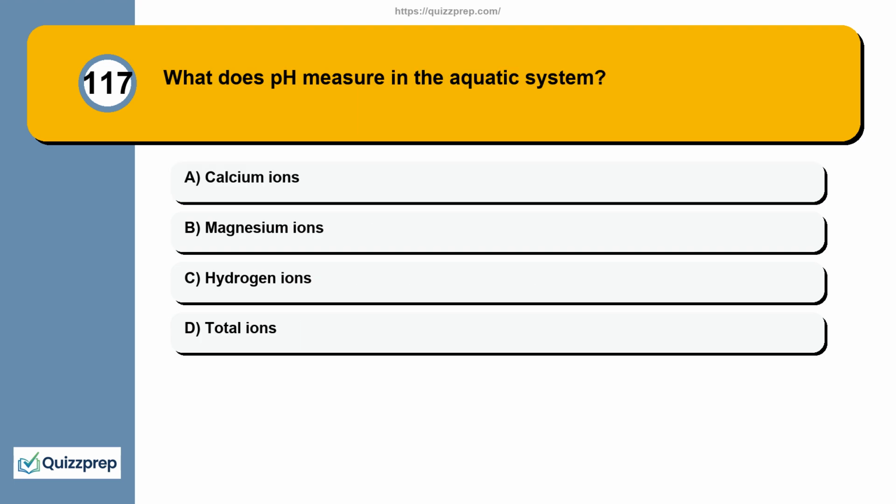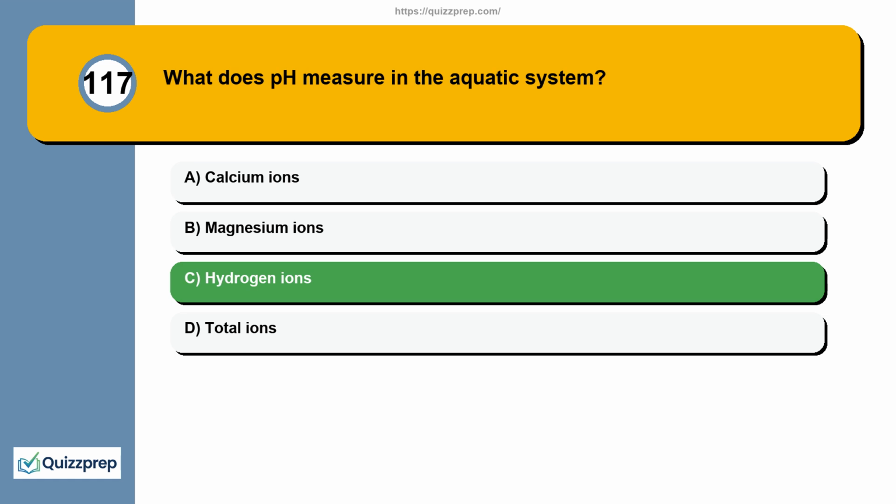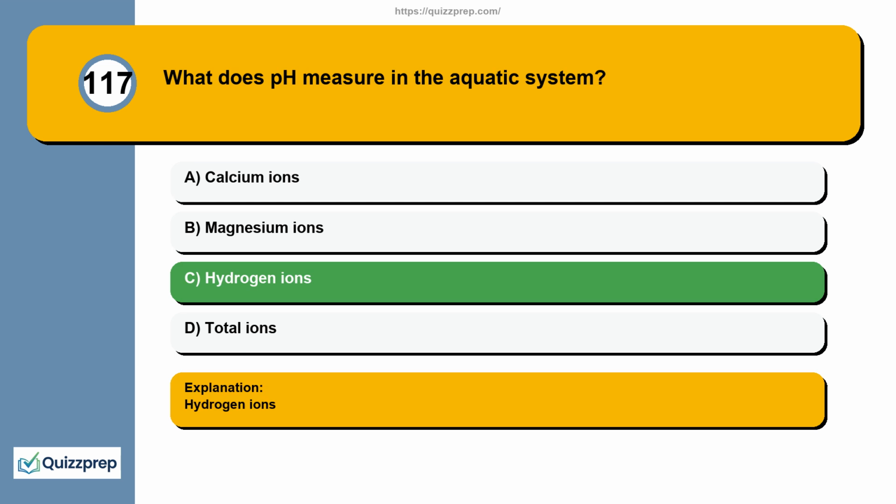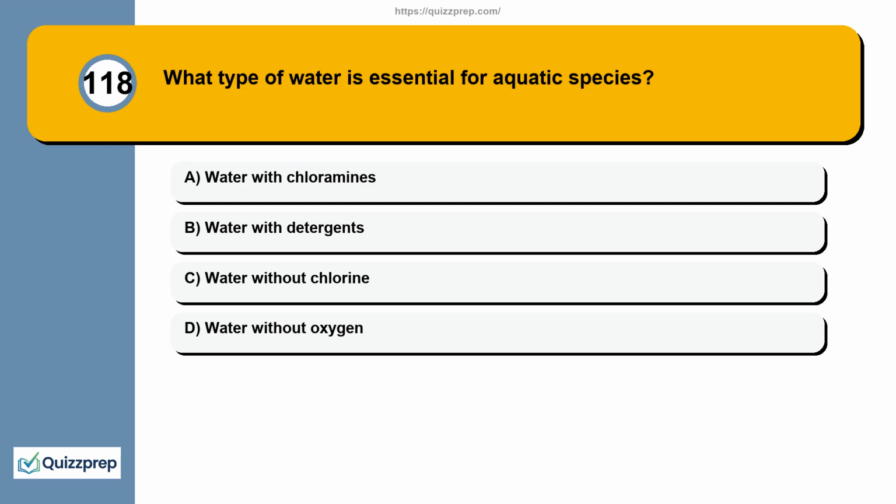Question 117. What does pH measure in the aquatic system? Option A, calcium ions. Option B, magnesium ions. Option C, hydrogen ions. Option D, total ions. The correct answer is option C, hydrogen ions.